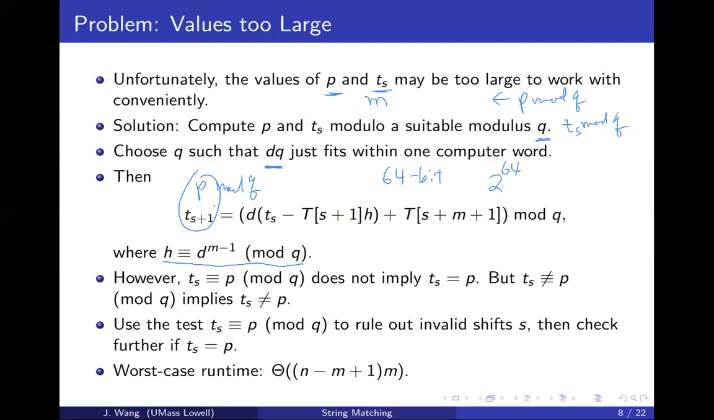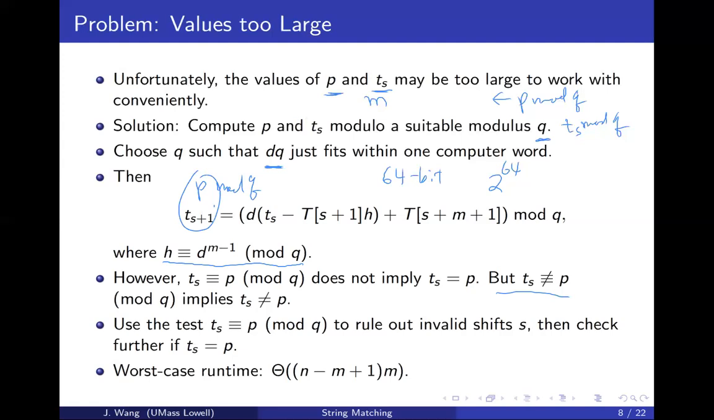So if they are equal, right? So comparison, okay, they are equal. That means TS is congruent to P mod Q, but it does not imply that they are actually equal. They are equal under this modulus Q, so it does not imply they are equal. But if they are not equal, then we definitely know that when you remove this modular Q, the original numbers are still not equal, because if the original numbers are equal, then under modular Q they have to be equal also.